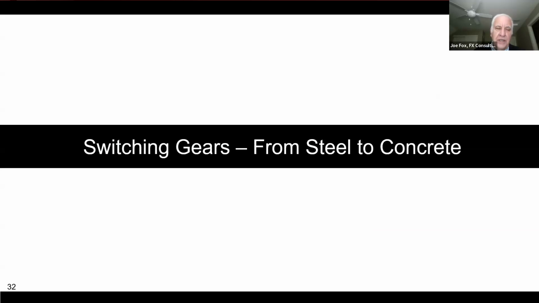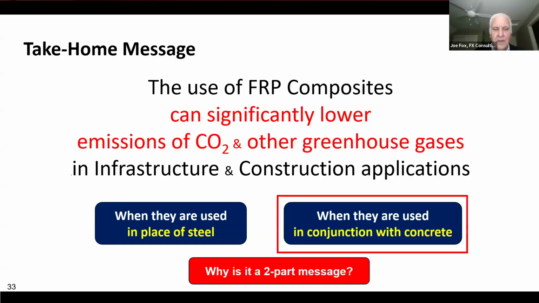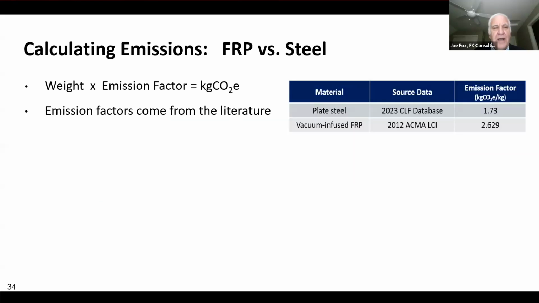So now let's switch gears. Now let's switch from steel to concrete. And again, I told you that there's a two-part message here, that you can significantly lower emissions of CO2 and other greenhouse gases. Now I want to talk about when FRP is used in conjunction with concrete. But before I do that, I'm sure that some of you are asking, why is it a two-part message? Why are there two parts to this message? Well, we have to go back to some calculations to explain that.